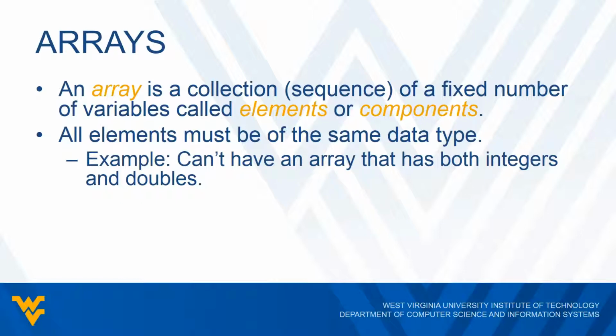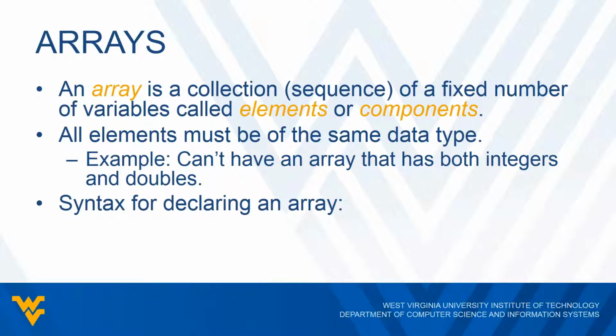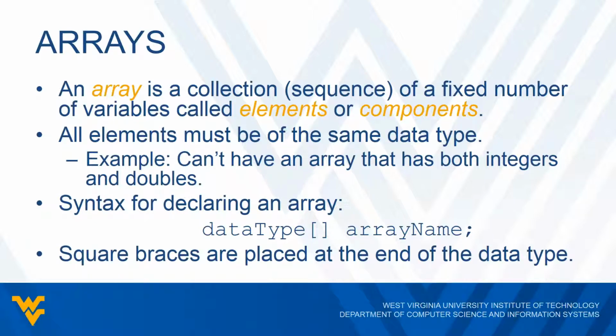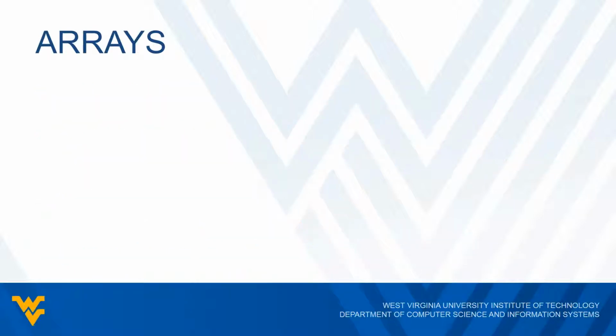Now, how do we create an array? Well, just like any other variable, we have to declare it. So how do we declare an array? It's very close to how we declare a variable. So we still have a type, and we still have a name, and we still have a semicolon. But the difference is we have this set of square braces at the end of the data type. So right here. So the format is going to be our data type, a set of square braces, and then the name that we're going to give our array.